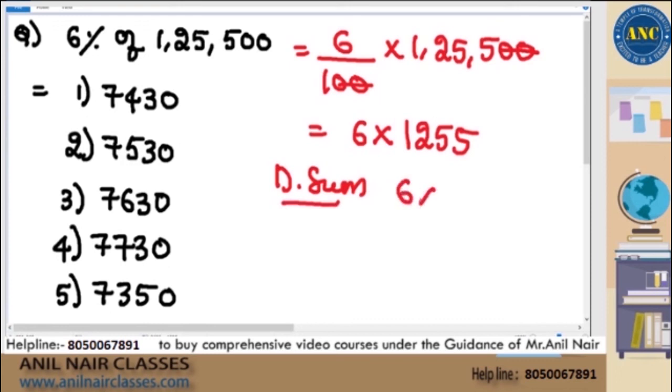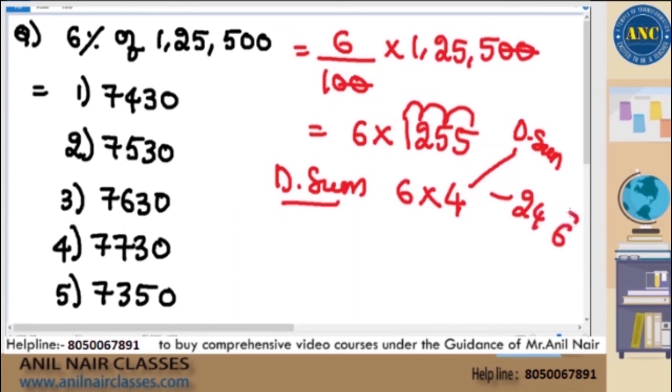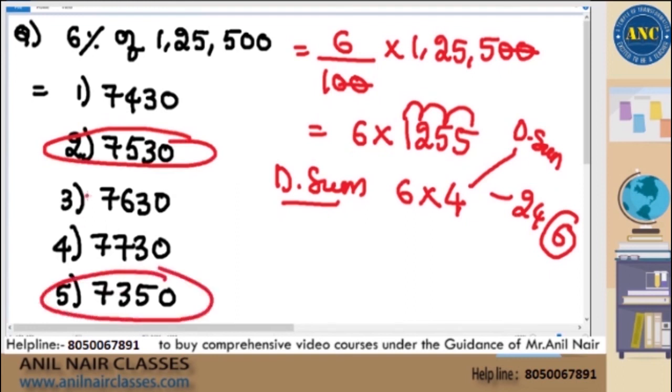Digital sum is 6. 5 plus 5, 10. 10 plus 2, 12. 12 plus 1, 13. 13 digital sum is 4. 6 4s are 24. 2 plus 4 is 6. Answer digital sum is 6. Here also it is 6. Here also it is 6. Here also it is 6.